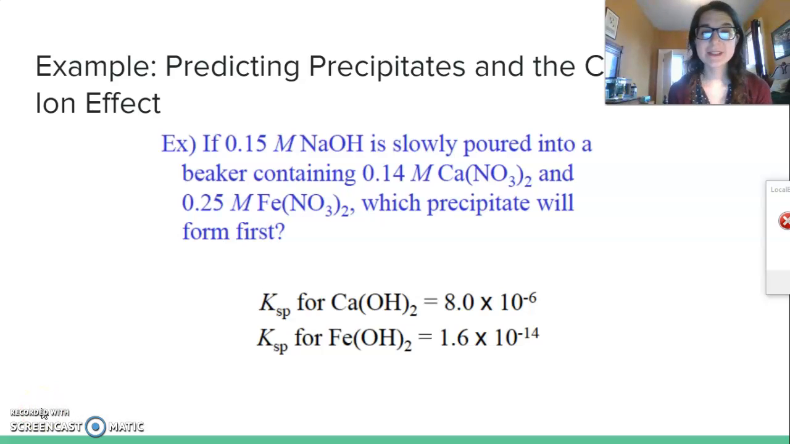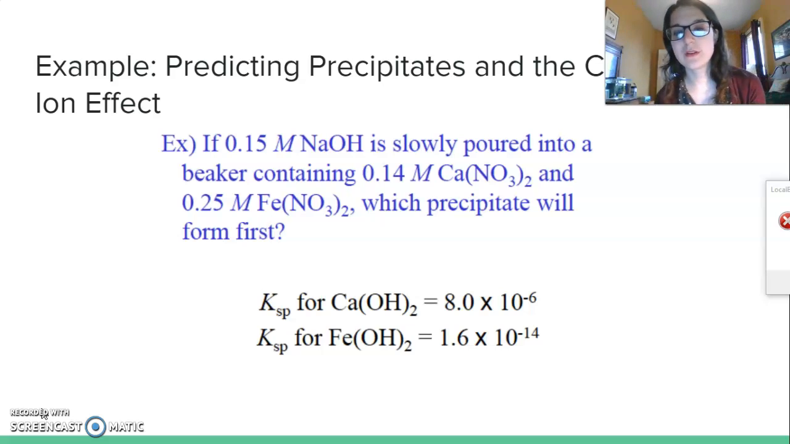All right, so in this problem, we are basically trying to figure out which precipitate will form first, calcium hydroxide or iron 2 hydroxide. And at first, you might look at these and go, oh, I can just look at the KSP values and compare those, which would be great if these were the same concentrations, but they're not.